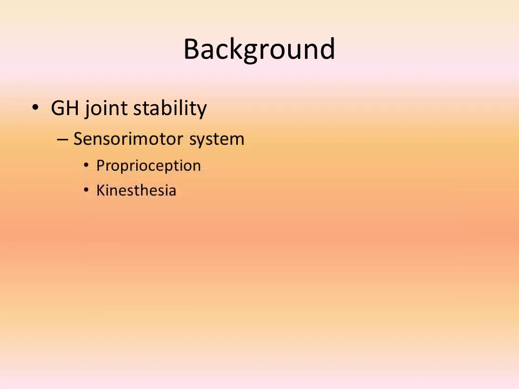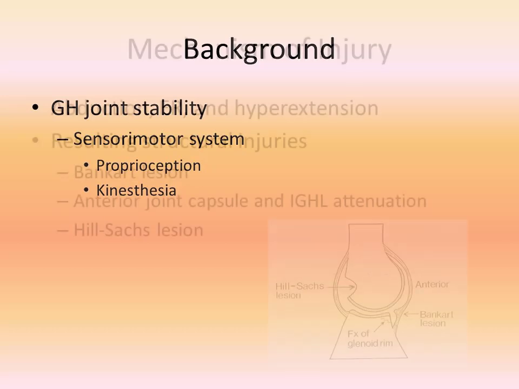In addition to our passive and dynamic stabilizers, we have our sensory motor control system. This encompasses all of the sensory, motor, and central integration and processing components of the central nervous system involved with well-balanced muscle activation to provide stability at the shoulder joint. Keep in mind that includes both proprioception and kinesthesia. So the sensory information input from the glenohumeral joint ligaments and joint capsule, musculotendinous structures, and cutaneous structures are all going to function to maintain that joint stability.